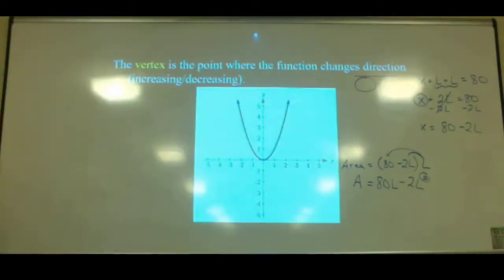Okay. So this is your parent function. This is your toolkit function, right? The vertex is the point where the function changes direction. In other words, it's decreasing on the left-hand side, and then it stops decreasing and starts increasing. That vertex is, in this case, that very bottom point. Okay, and I marked it with a nice red dot here so you can hopefully see it. Can you see the red dot? Like right there is the vertex. Okay, notice where the vertex is? 0, 0. So on your parent function, that vertex is right at 0, 0.